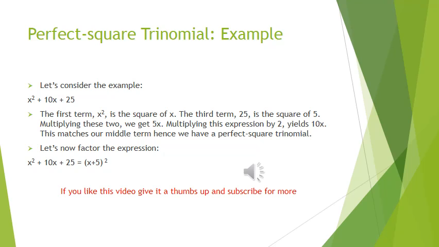But what was the original binomial that they'd squared? I know that the first term in the original binomial will be the first square root I found, which was x. The second term will be the second square root I found, which was 5. Looking back at the original quadratic, I see that the sign on the middle term was a plus. This means that I'll have a plus sign between the x and the 5. Therefore the factored form of the above perfect square trinomial is (x plus 5) squared.